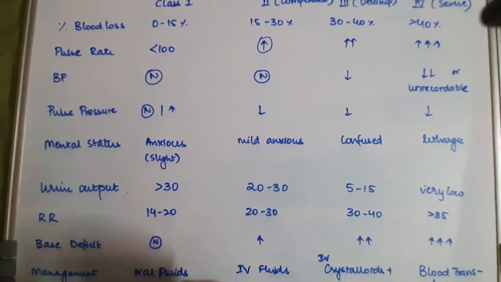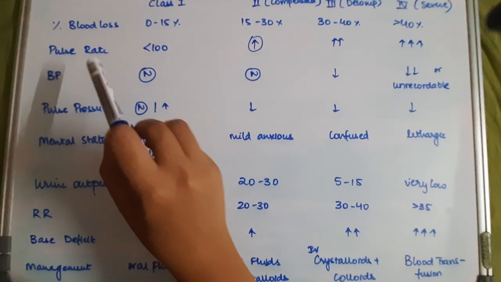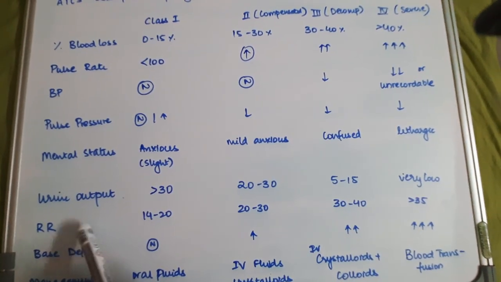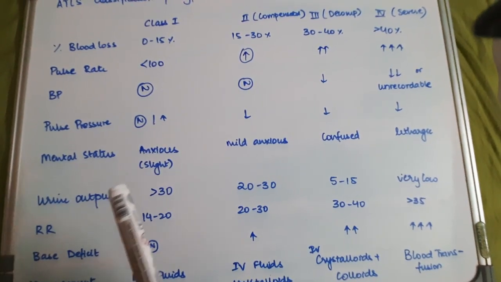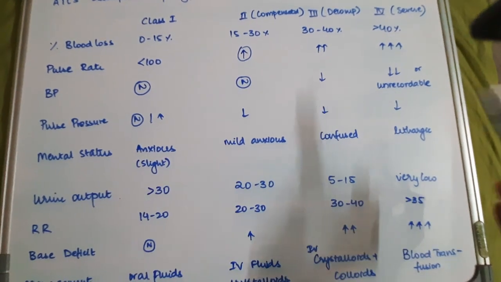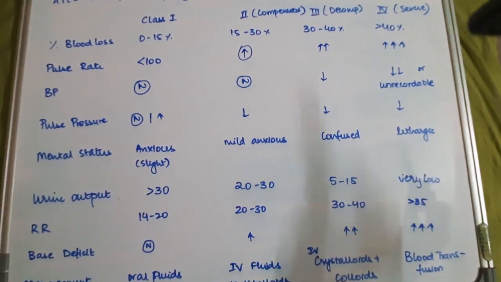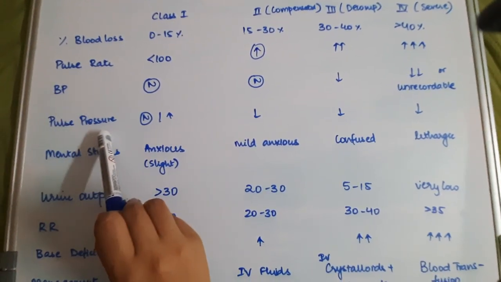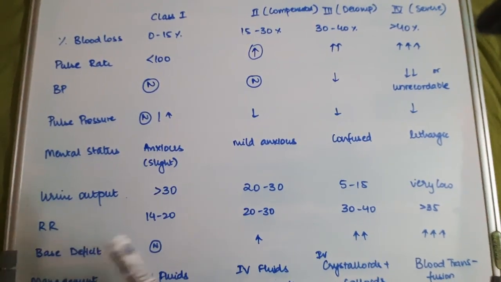So the main thing you have to look at in these classes is that your pulse rate, respiratory rate and base deficit keep increasing as we go through the stages and as the shock gets more severe. Whereas blood pressure, pulse pressure and urine output keep decreasing.